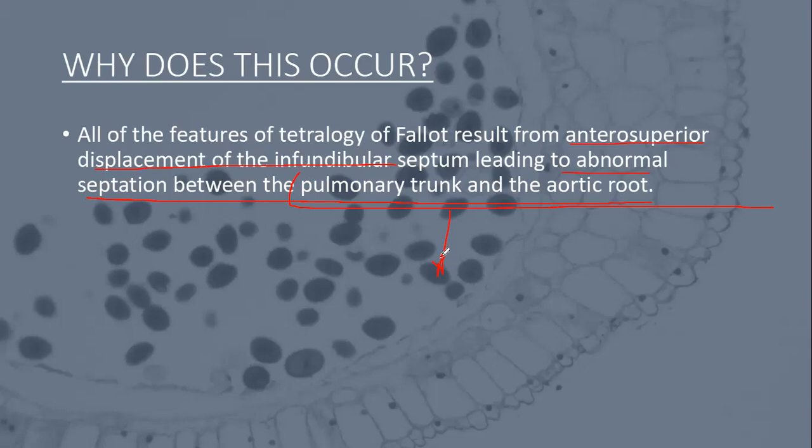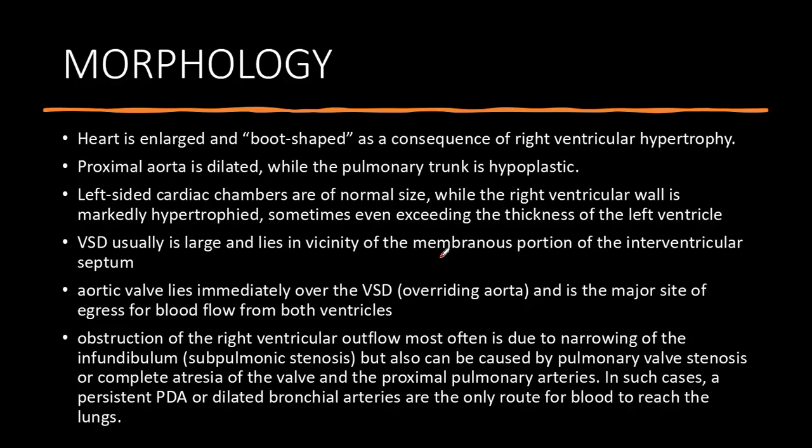They undergo septation. If that septation is abnormal, the pulmonary trunk will become stenotic and the aorta will override. And this will now lead to the tetralogy of Fallot. Now, what is the morphology of the tetralogy of Fallot?